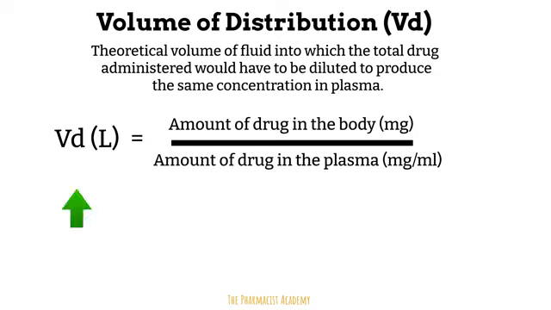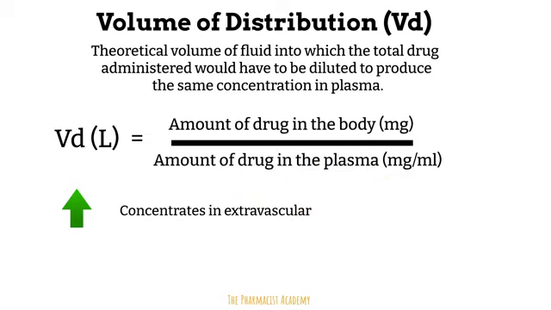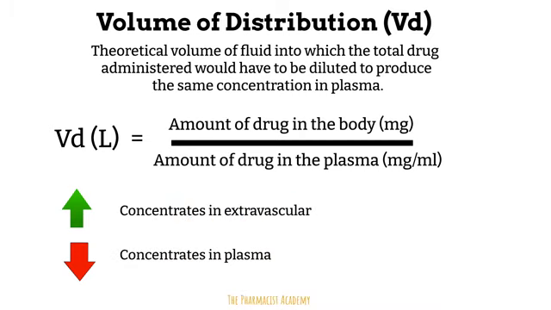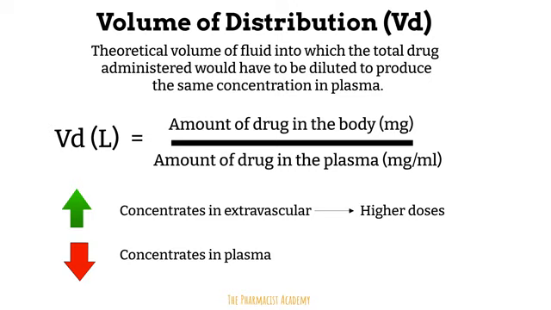A drug with a high volume of distribution has a propensity to leave the plasma and enter the extravascular compartments of the body. Conversely, a drug with a low volume of distribution has a propensity to remain in the plasma. Volume of distribution is also important when it comes to dosing. When the volume of distribution is high, higher doses of a drug are required to achieve a given plasma concentration. When the volume of distribution is low, lower doses of a drug are required to achieve a plasma concentration.